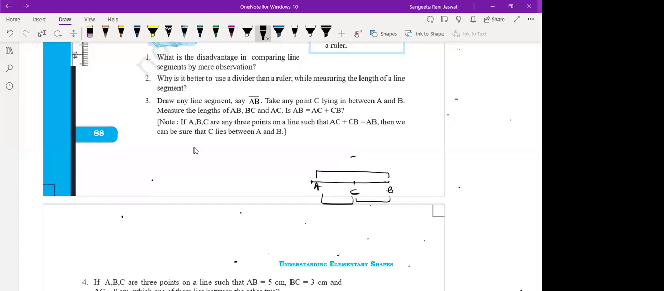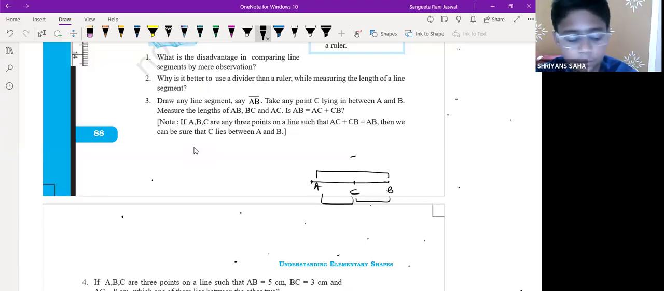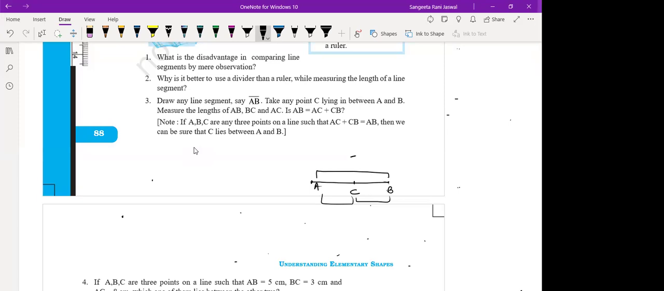Is AB equal to AC plus CB? Yes. How can we see that? If A, B and C are 3 points on a line such that AC plus CB is equal to AB, then we can be sure that C lies in between A and B. So that's but obvious.